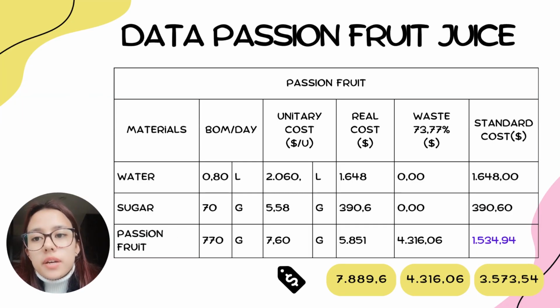Now in this case we have the data of the passion fruit. The real cost was 7,889 pesos. The waste was 73.77%. That means 4,316. It means almost half or more than half the price. And then standard cost without waste obviously will be 3,473.